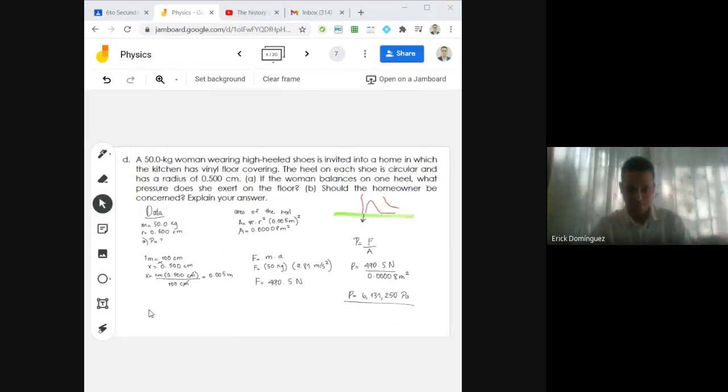That is correct, that depends. That's the correct answer. Can you answer part B? Well, that depends on the pressure that the vinyl floor could support. The only way that this homeowner should be concerned is if the pressure exerted by the heel is greater than the pressure that the floor could handle. That's the only way. Is that possible? We don't have that info, but that's the only way that person should be concerned. So that's perfect. Thank you.